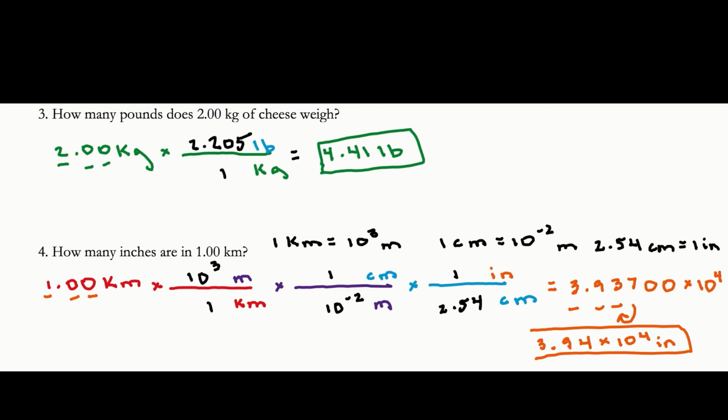Let's make sure this answer makes sense. 1 kilometer is a pretty decent distance, right? It's 1,000 meters. Does it make sense that the number of inches would be a very large number, 10 to the 4th? Yeah, because the unit inch is very small compared to a kilometer. So that answer definitely does make sense.